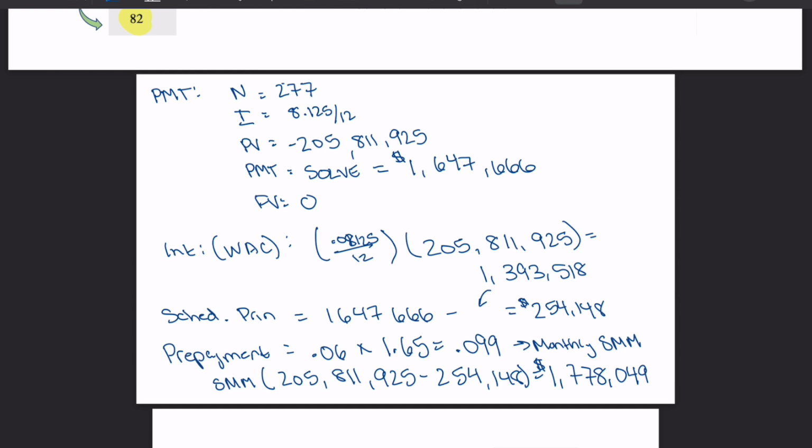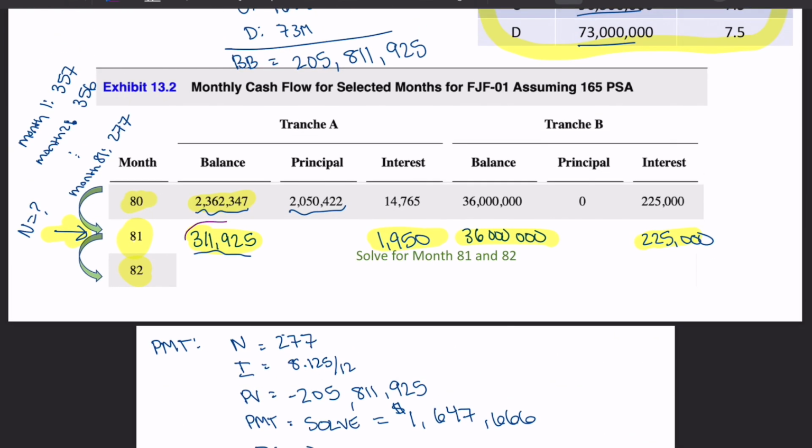In total, the amount of principal we have is this scheduled principal and this prepayment number. And what you're going to notice is that adding these two values together gives us $2,032,197, which is much larger than the amount that's left to be paid in Tranche A. So what do we need to do? We need to pay off the amount remaining in Tranche A, and then anything that's left over is going to start paying down Tranche B.